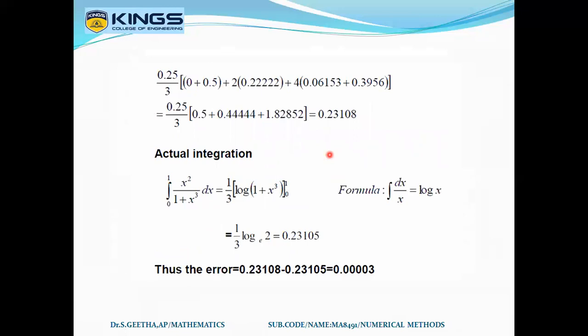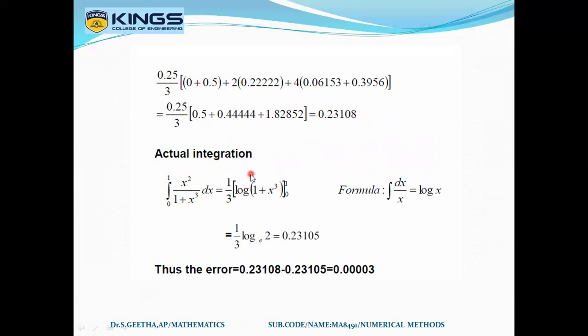Now, this is equal to 0.25. We have replaced the value of h, 0.25 by 3, into y0 plus the last value, 0 plus 0.5, plus 2 times even ordinates plus 4 times odd ordinates, which is equal to 0.23108. Now, to find the error, we use the direct integration method.